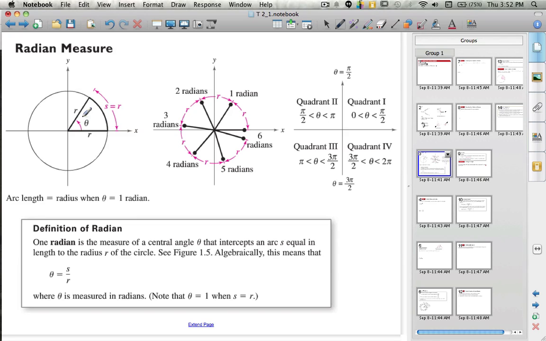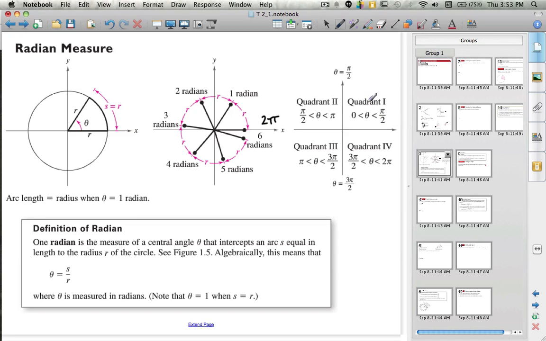And when we take a look at going around the circle, you can see I've got 1, 2, 3, 4, 5, 6, and a little bit more radians. Actually, we have 2 pi radians, so that's 6.28, so it's a little bit more than 6.